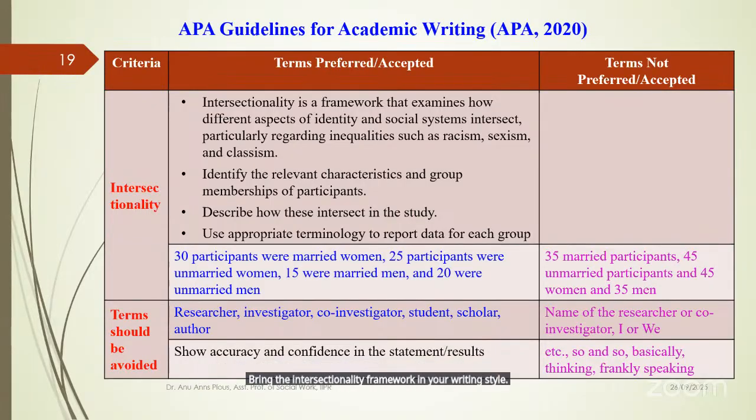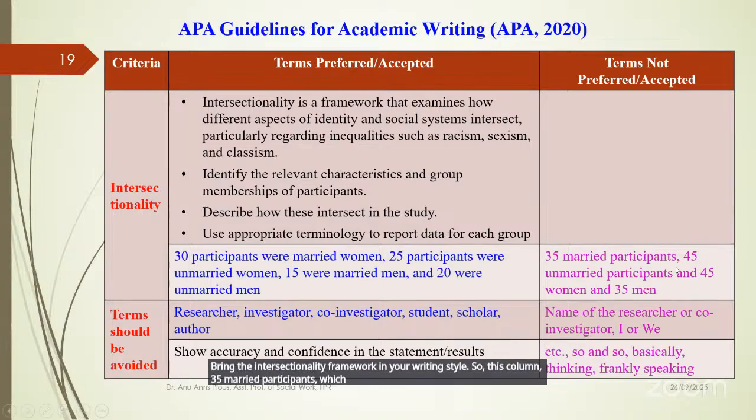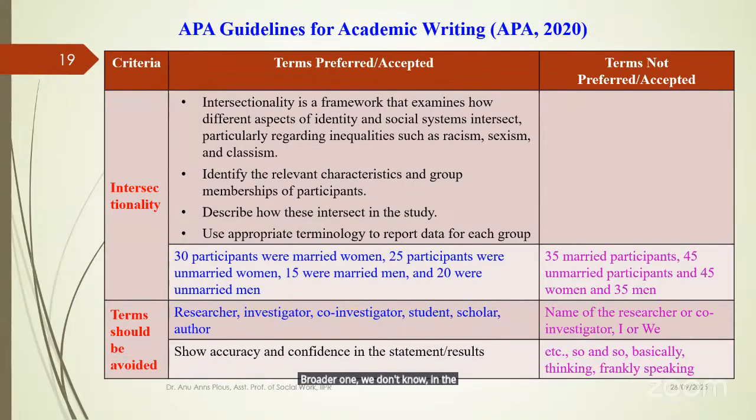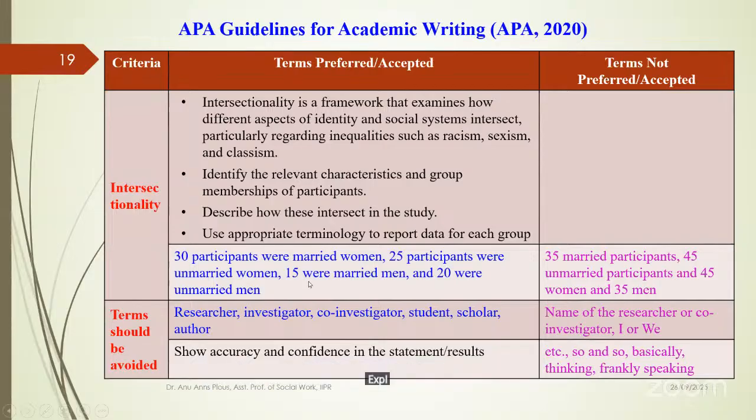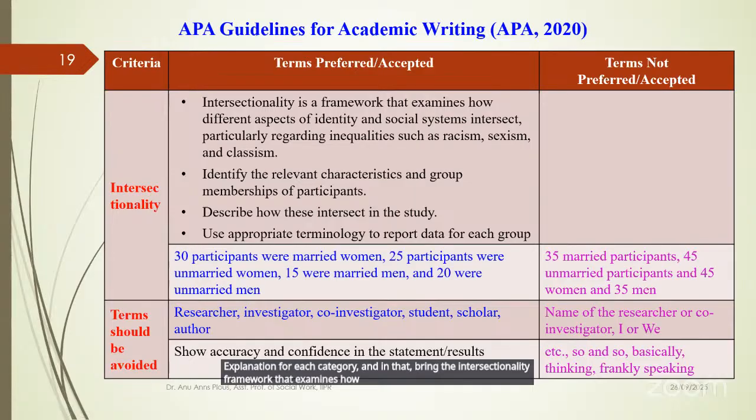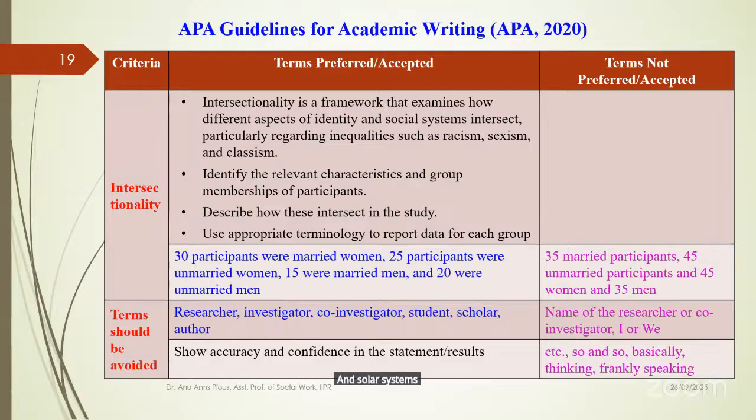So in this column, 35 married participants is a very broad one. We don't know, in the 35 married people, how many male and female are there. So this is unclear information also. So as much as possible, go with a specific explanation for each category, and in that bring the intersectionality framework that examines how different aspects of identity and social systems intersect in your research.